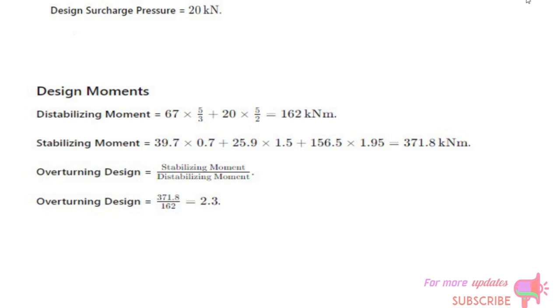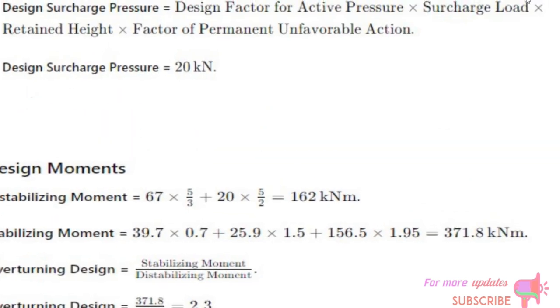Stabilizing moment is equal to 39.7 times 0.7 plus 25.9 times 1.5 plus 156.5 times 1.95, which equals 371.8 kilonewton-meters. We can conclude that the EQU limit state requirement is satisfied since the sum of the destabilizing moments is less than the sum of the stabilizing moments. Overturning design factor equals 371.8 divided by 162, which equals 2.3.